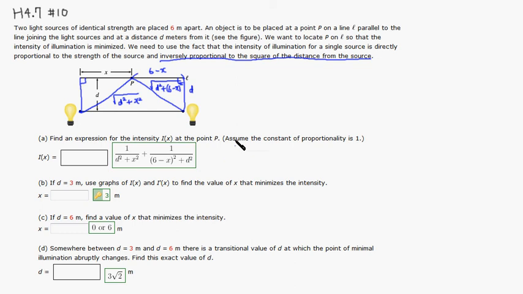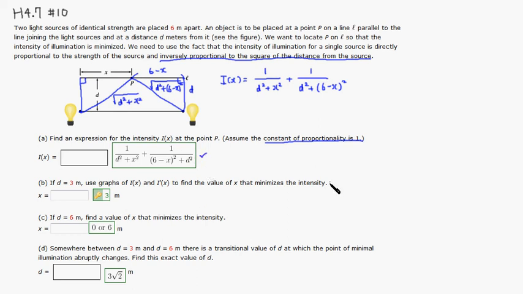So we know that I of x is going to be equal to, and we can also use the constant of proportionality as 1, so it's going to be just 1 times 1 over d squared plus x squared, plus 1 over d squared plus the quantity 6 minus x squared. Right, so that's how they got that.